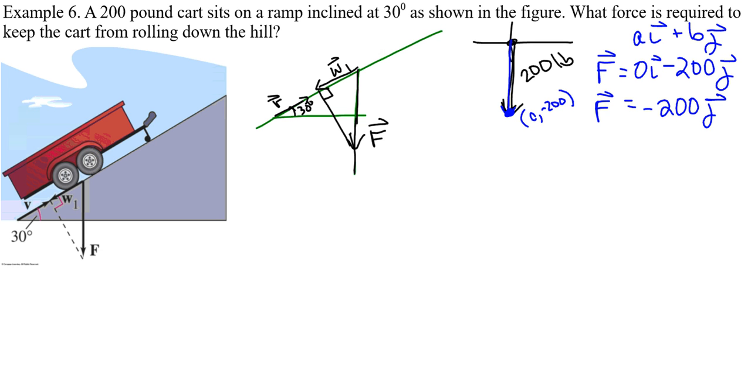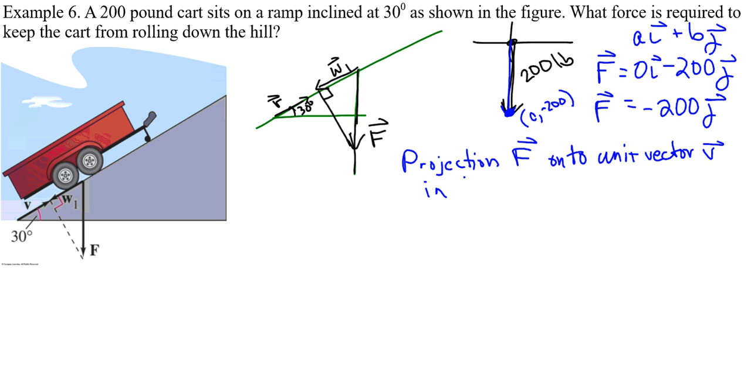And so now what we want to get is the projection of F onto the unit vector v in the direction of the ramp. And I'm actually just going to write that out in words because we don't have everybody here. The projection of F onto the unit vector v in the direction of the ramp, as we go through. And if v is a unit vector, what's its magnitude?